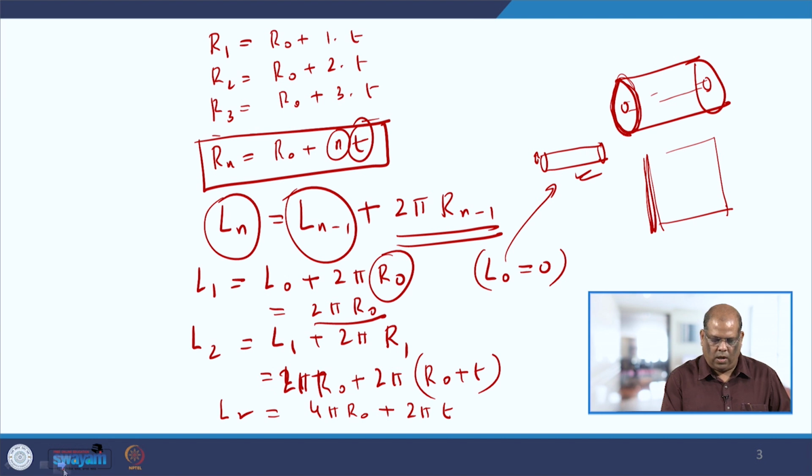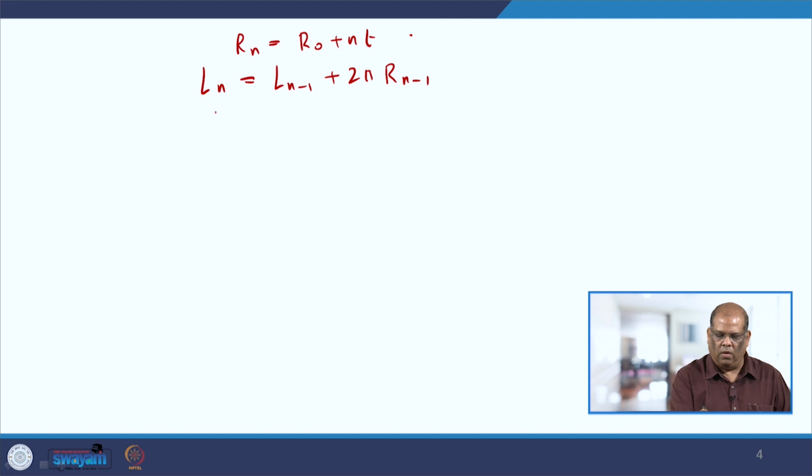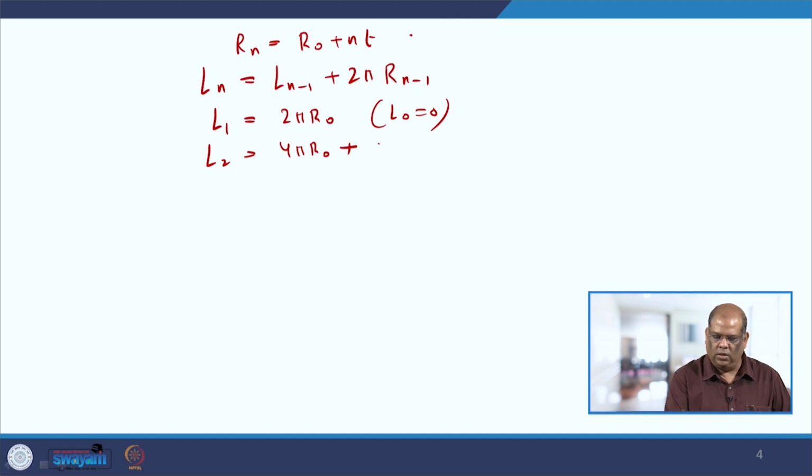Let me go to the next page. So what you got is Rn equal to R0 plus nt, and Ln equals Ln minus 1 plus 2 pi into Rn minus 1. You have shown that L1 is equal to 2 pi R0 because your L0 is 0. L2 is equal to 4 pi r0 plus 2 pi t.